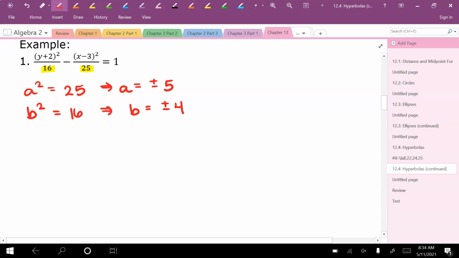To find c squared, we need to add a squared and b squared, so add 25 and 16, which is going to be 41. So we'll have to take the square root of that, and we'll get a decimal. The square root of 41, if I round it, comes out to be about 6.4. So that would be plus or minus 6.4.